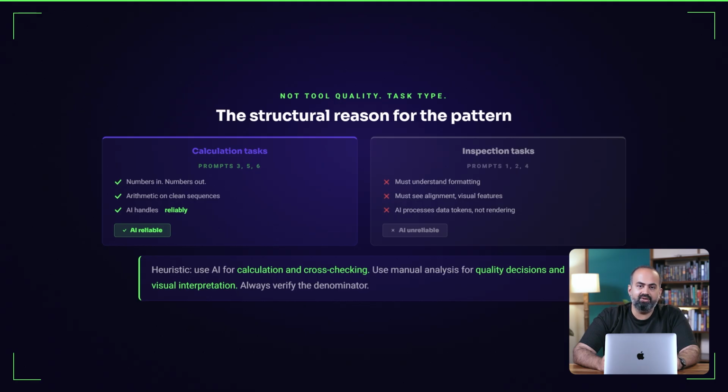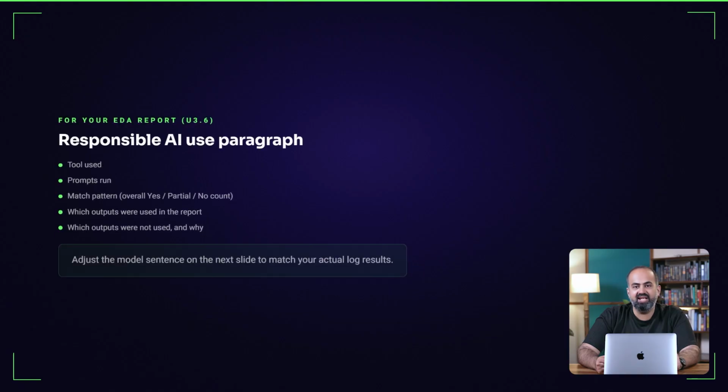Use AI for calculation and cross-checking. Use manual analysis for quality decisions and visual interpretation. Always verify the denominator. What this means for your EDA report: in the next unit, your EDA report has 5 sections. The last section, Responsible AI Use, is where your Unit 3.4 and 3.5 work goes.